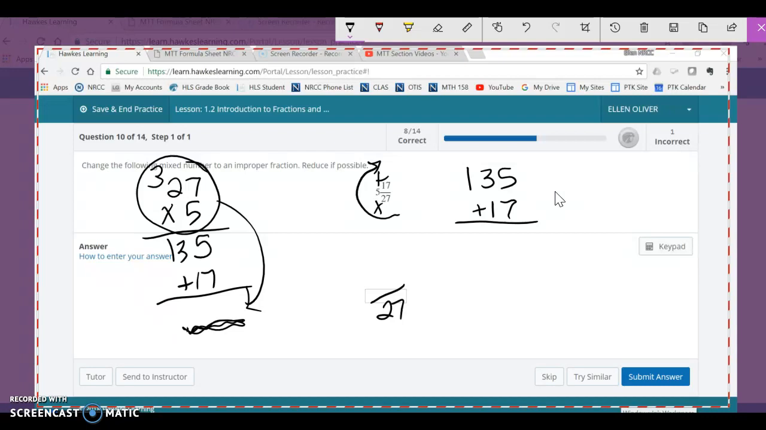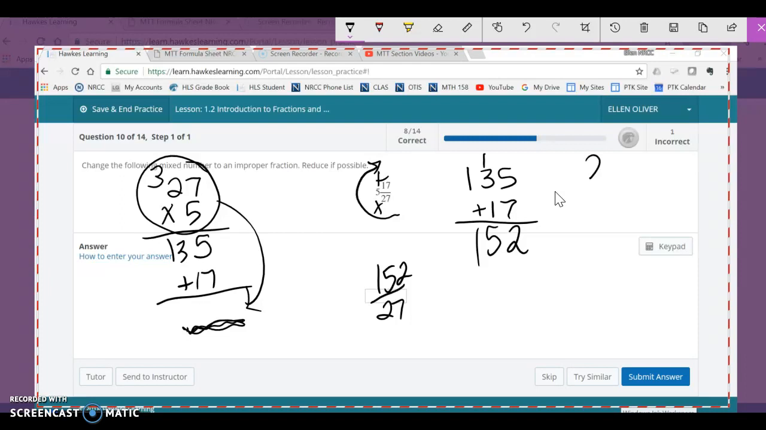So 7 plus 5 is 12. 3 plus 1 is 5. And 1 plus nothing is 1. So it's going to be 152 over 27. That's kind of big and ugly, and there is a chance that it will reduce. I need to check on that.